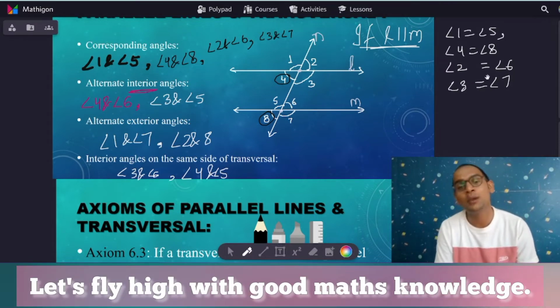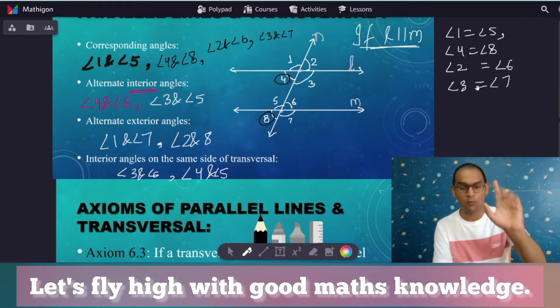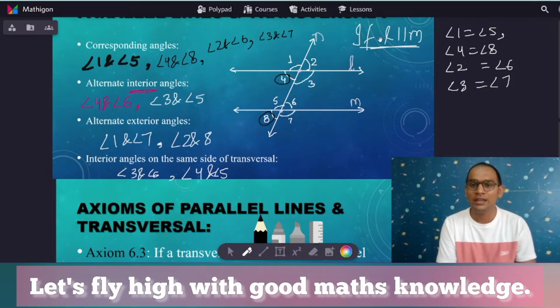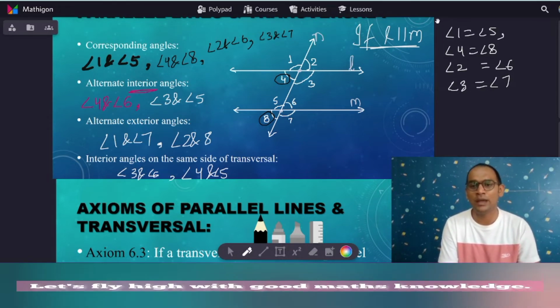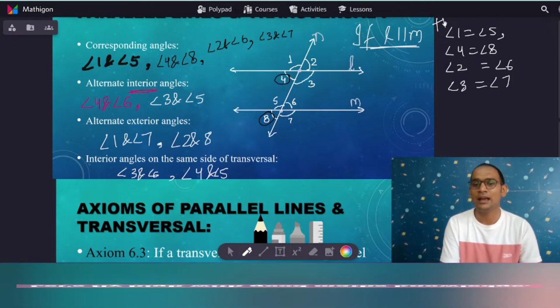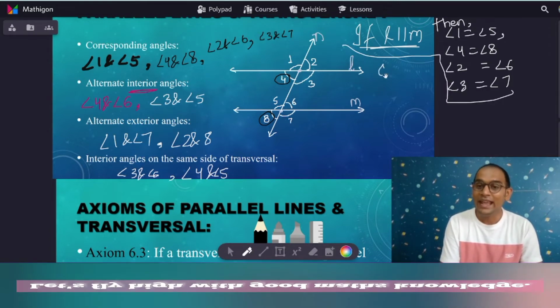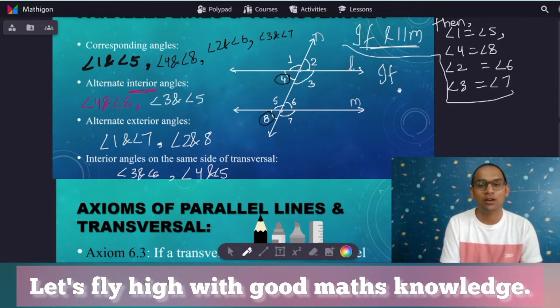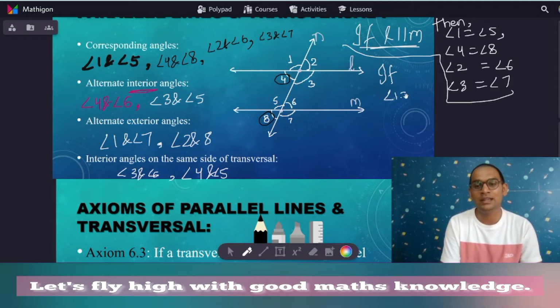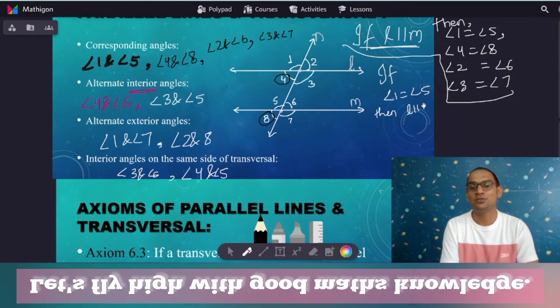Now, the other way around is also true. The converse of this axiom is also true. What is the meaning of converse? Over here I wrote if L is parallel to M, then these angles are equal. Yes, its opposite is also true. What is the meaning of that? If any pair of corresponding angles are equal, suppose angle 1 equals angle 5, then L is parallel to M.